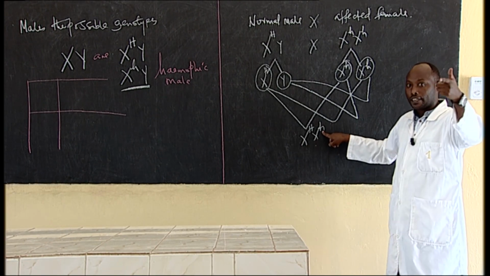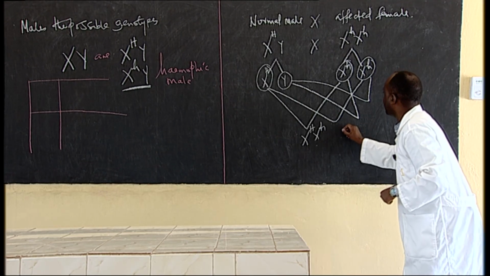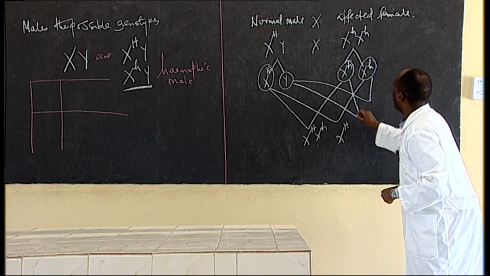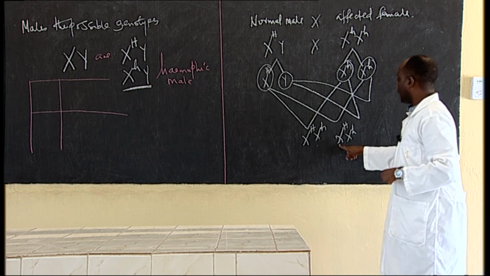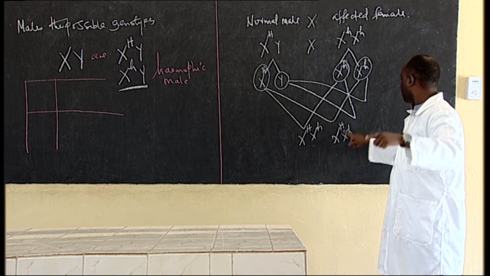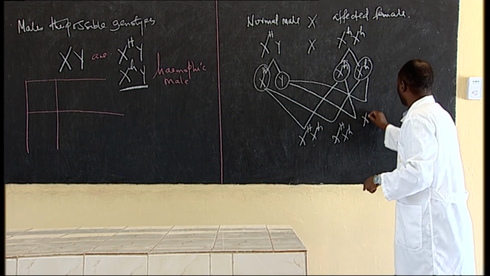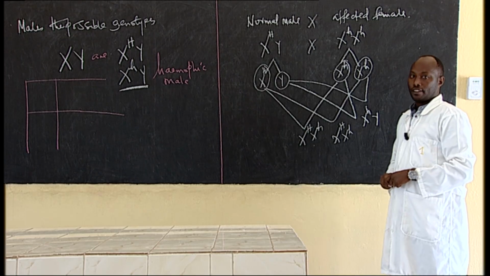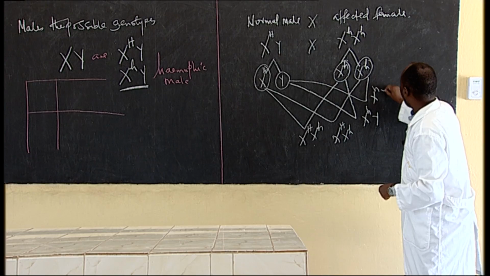There's what you call a hidden character. Okay? We have this one. This is X, H capital, and X, H small. These are the girls. They are normal but carriers. We go here, this one and this one. This is X, H small, and Y. Okay? We have this one: X, H small, and Y.